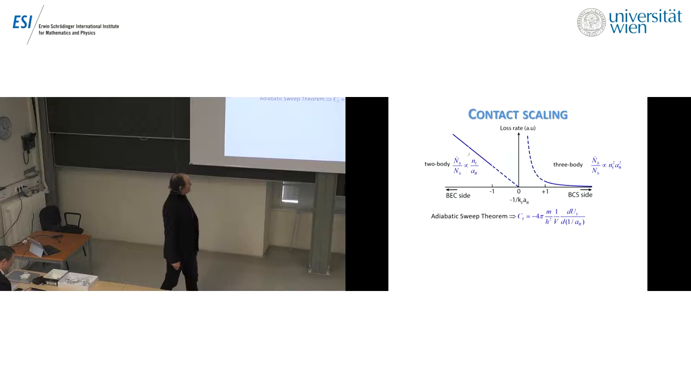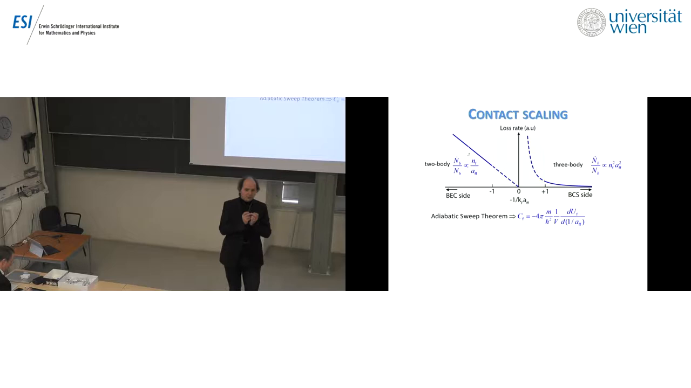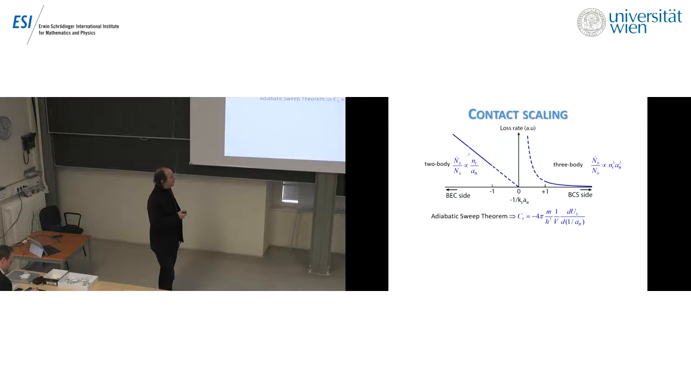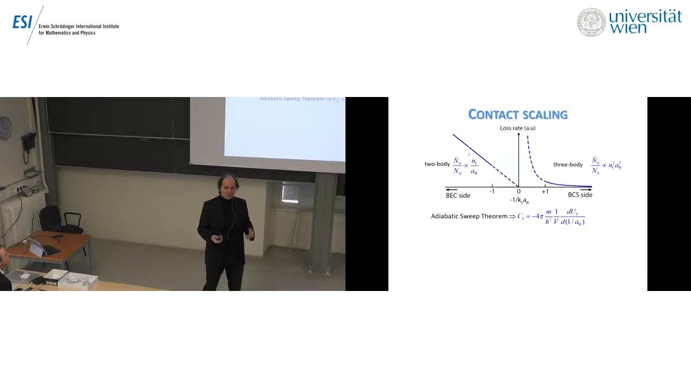What Tan also showed was that this contact parameter that describes short-range correlations in your system also describes some of its macroscopic properties. He proved the so-called adiabatic sweep theorem, which relates the contact parameter to the derivative of the energy of your system with respect to 1 over a_FF, the fermion-fermion scattering length. And this allows you to recover the different regimes I've discussed in the previous slide.